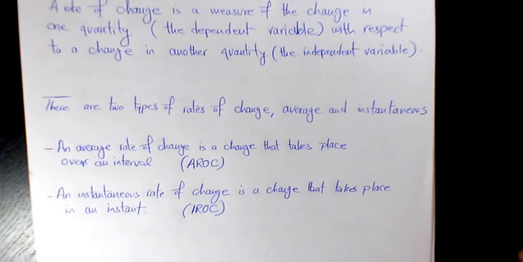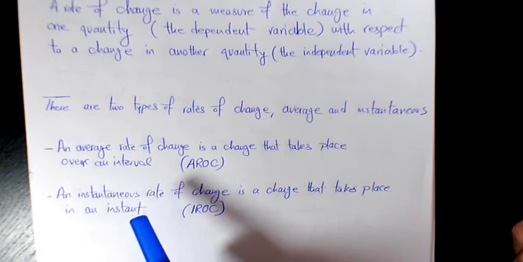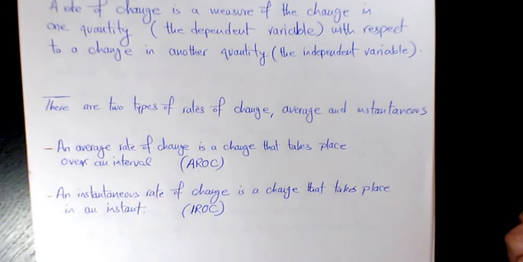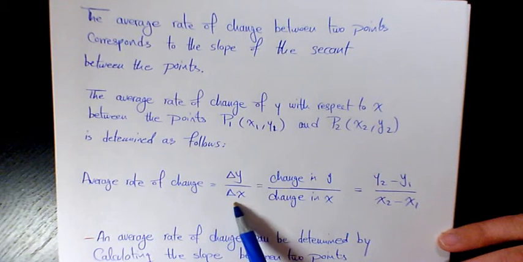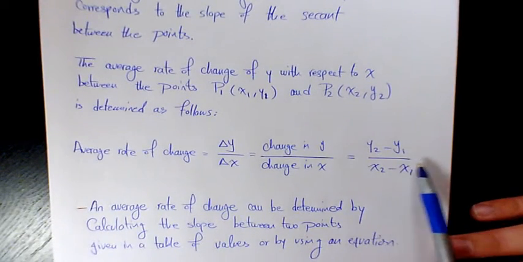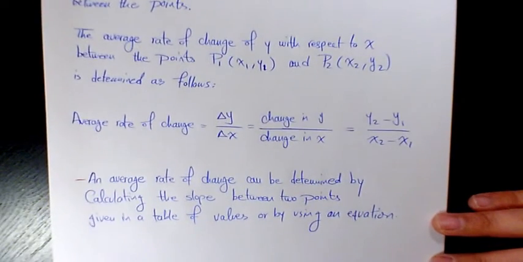The formulas for these two are exactly the same, but here the change in the independent variable is very small. The average rate of change between 2 points corresponds to the slope of the secant between the points. The average rate of change of y with respect to x between 2 points p1 and p2 is determined as follows. Average rate of change is delta y divided by delta x, which is change in y divided by change in x. So y2 minus y1 divided by x2 minus x1.